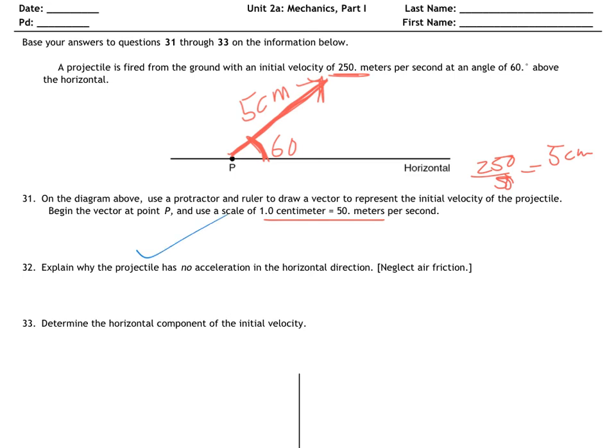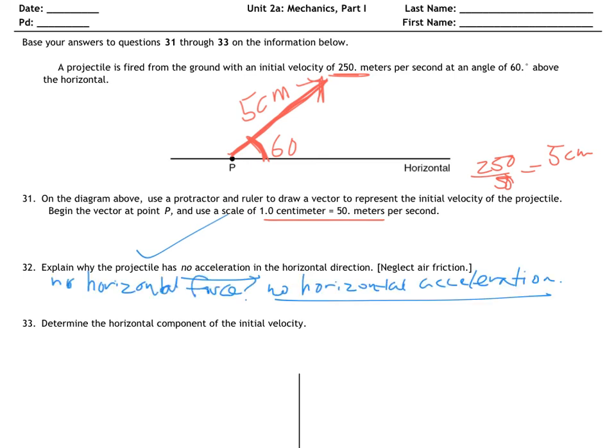And it says, explain why the projectile has no acceleration in the horizontal direction. The reason for that is because accelerations are caused by forces, and after the initial launch, there is no horizontal force, and therefore there can't be horizontal acceleration. And that, of course, is based on Newton's second law, which says that a equals F net over m. So a lack of force is going to have a lack of acceleration.